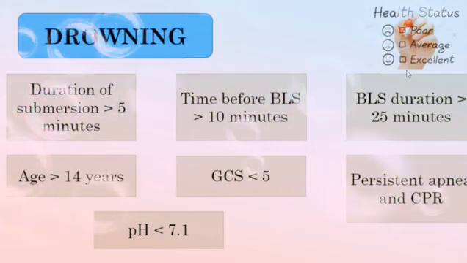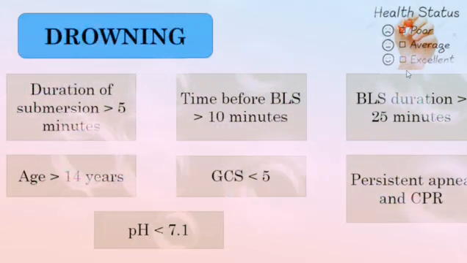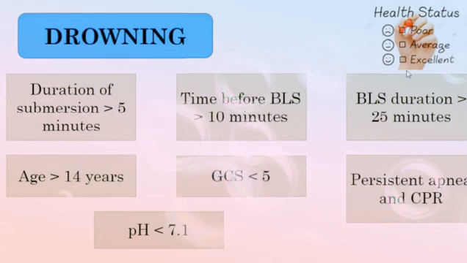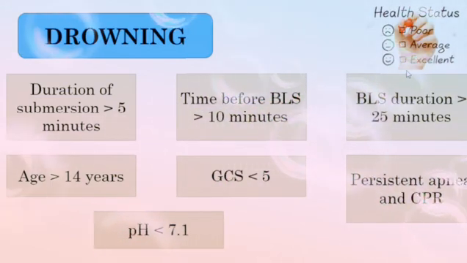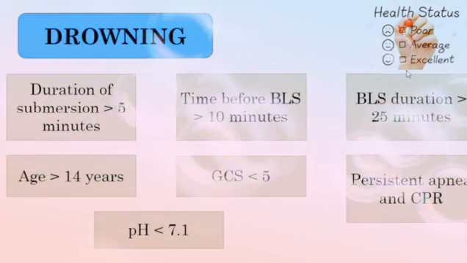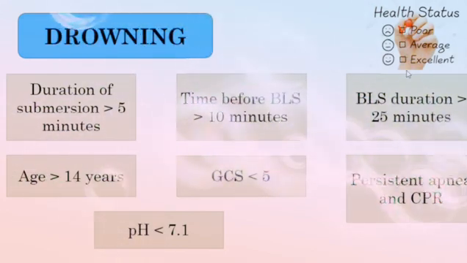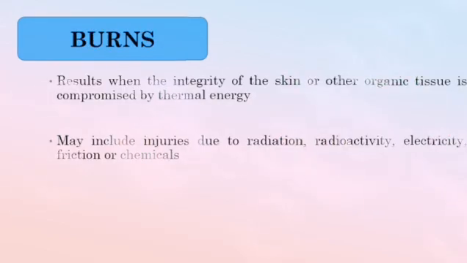Duration of submersion greater than 5 minutes. Time before BLS greater than 10 minutes. BLS duration more than 15 to 25 minutes. Age greater than 14 years. GCS lesser than 5. Persistent apnea on CPR and pH lesser than 7.1.